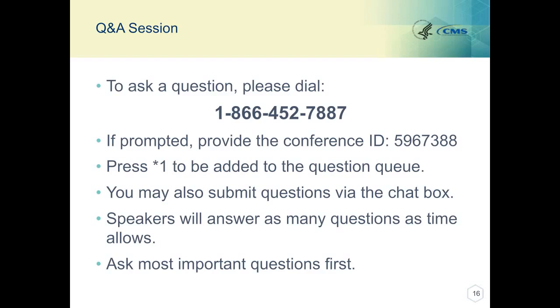Well, there needs to be documentation during the measurement year that the reason a statin was not prescribed is due to a statin allergy. Thank you.